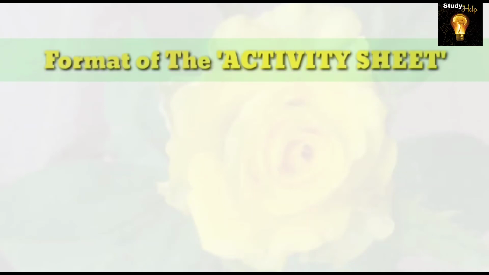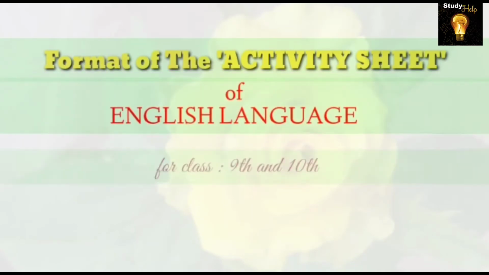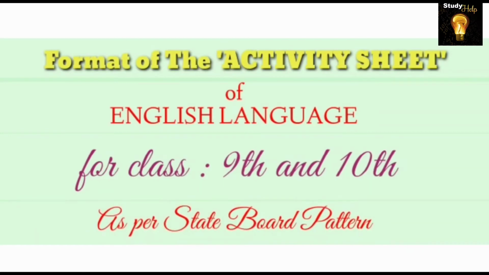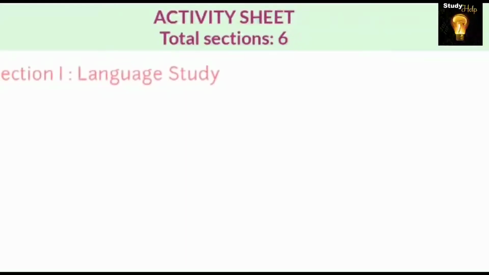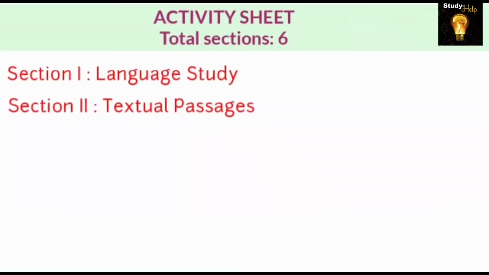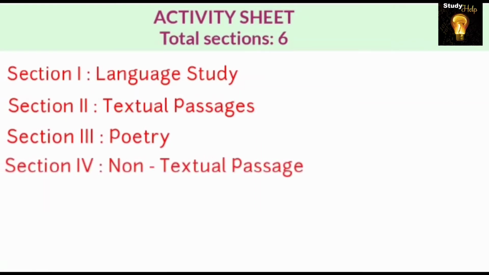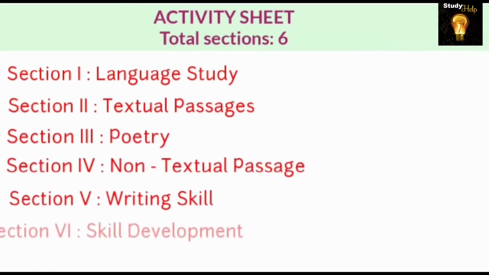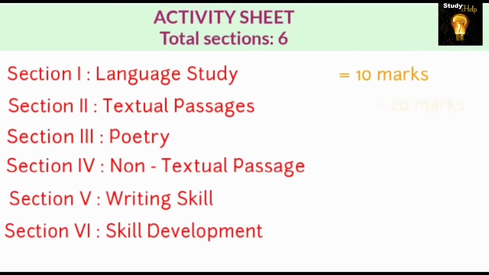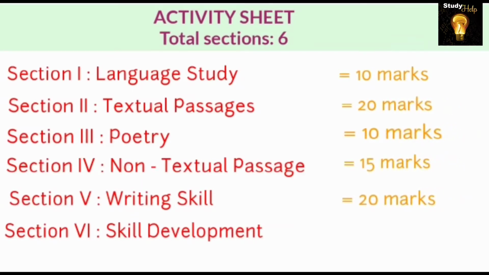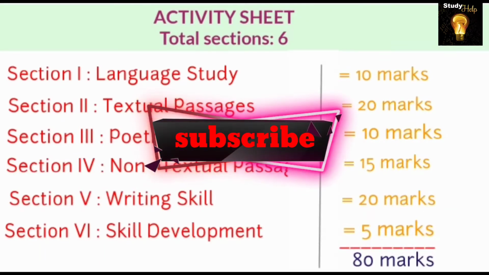We must know the activity sheet. So today we are going to learn about the activity sheet for 9th and 10th classes as per the state board's pattern. Our activity sheet is divided into 6 sections. The first section is language study, second textual passages, third one poetry, fourth one non-textual passage, then fifth one writing skill, and sixth one is skill development. For 80 marks this activity sheet is.